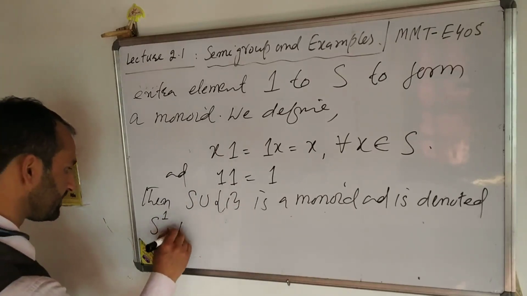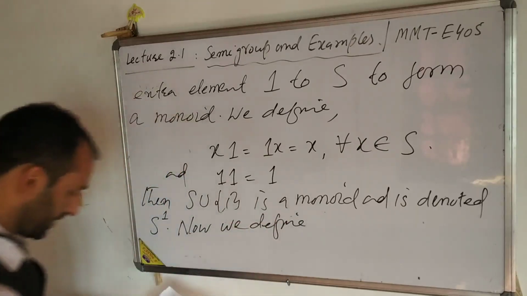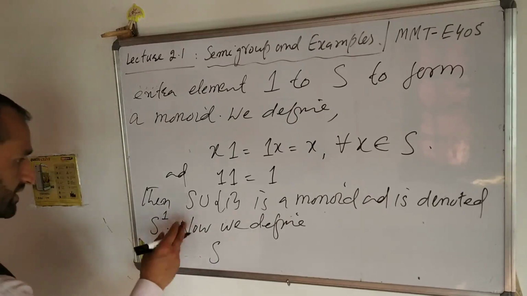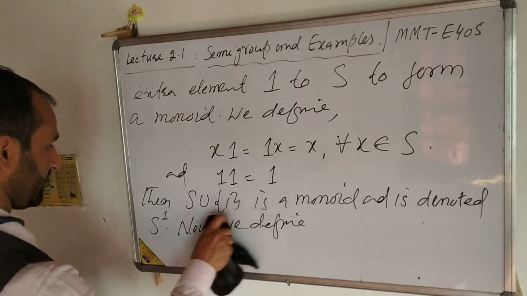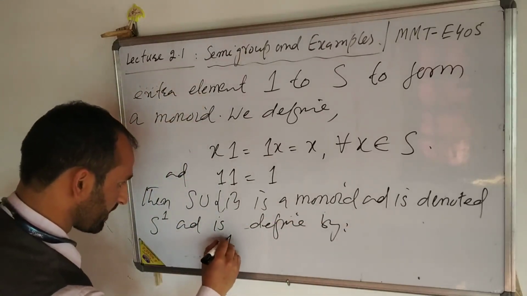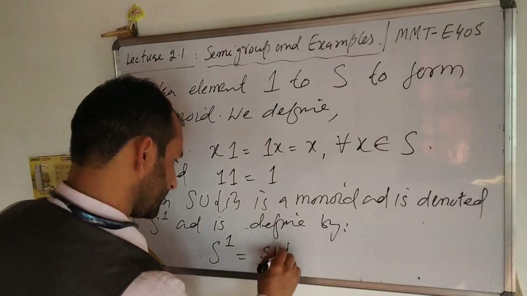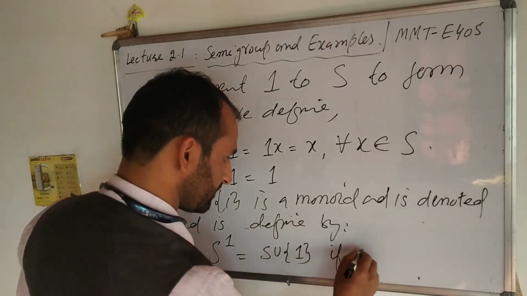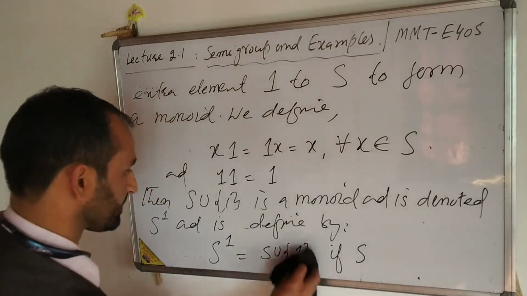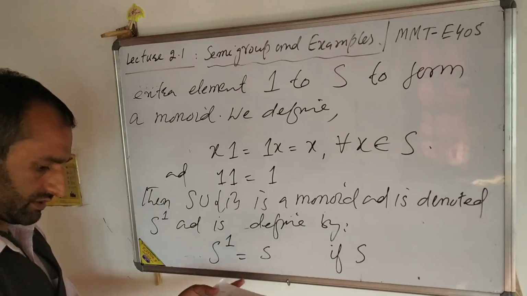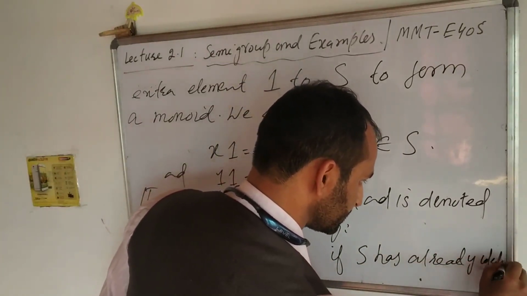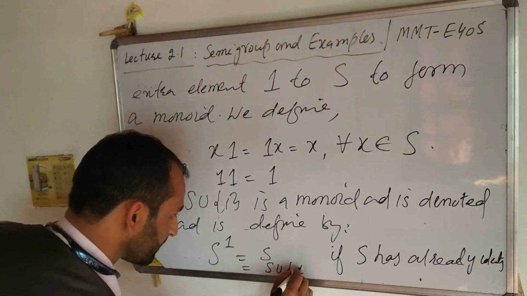So we define S1 as follows: S1 is equal to S union 1 if S is without identity, and S1 is equal to S if S already has identity. Otherwise it is equal to S union 1.